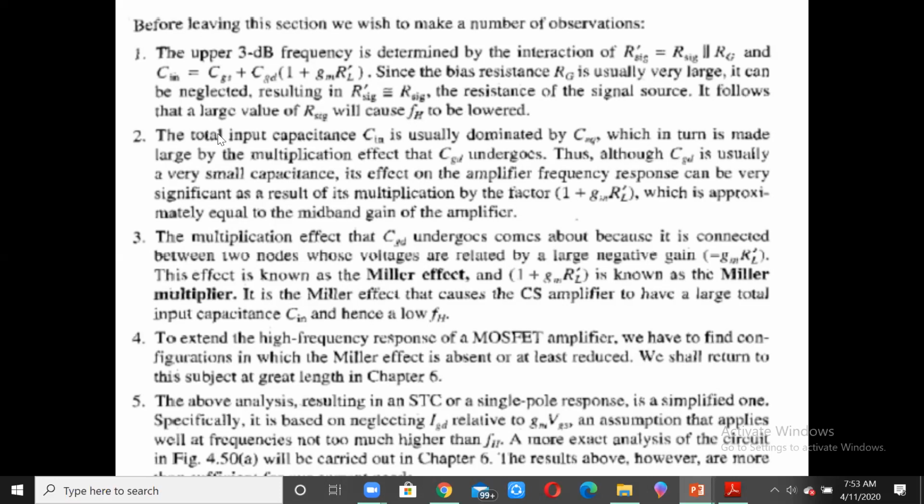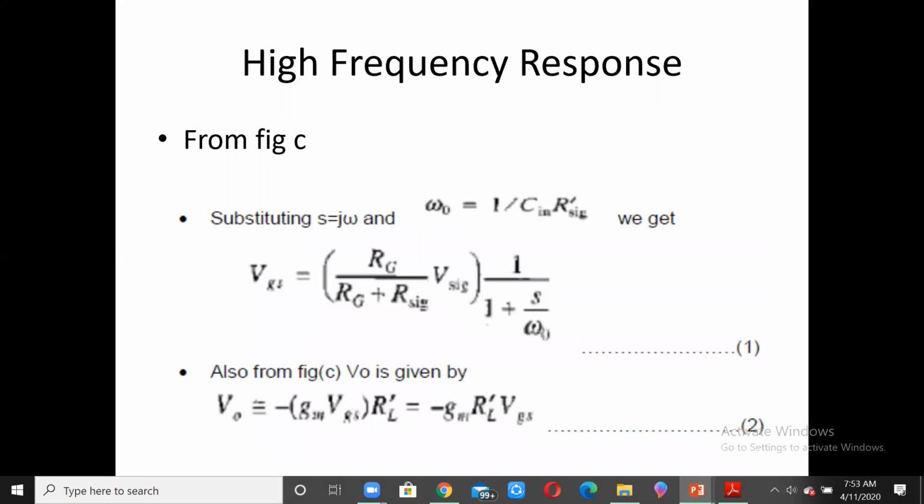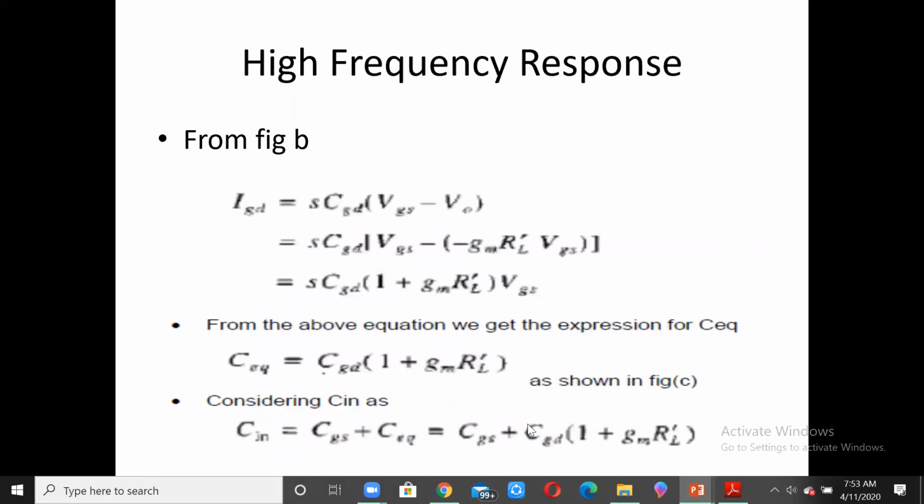Okay. Then the second point is the total input capacitance seen is usually dominated by the C equivalent. So Cin, we have already written the expression for that. Cin is mentioned over here, and this is dominated by this, even though we have CGD very small compared to the CGS. We see that we have a factor which is multiplied with the value of CGD, that is 1 plus gmRL dash, which is most of the time almost equal to the midband gain. So this is the midband gain almost multiplied by CGD, which will be quite huge, and hence the Cin is dominated by this figure rather than this figure.